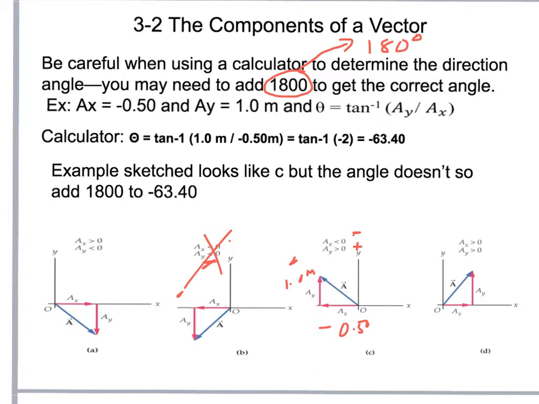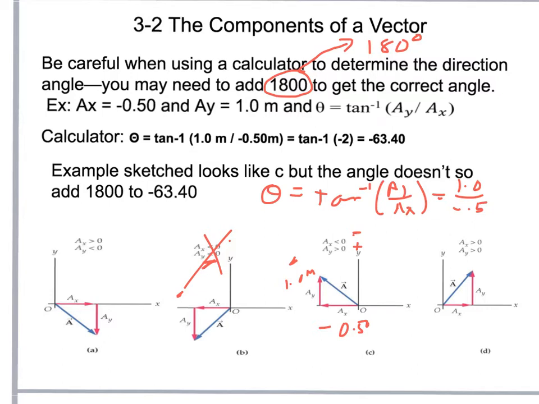So when we calculate theta, it's opposite over adjacent. So theta is going to be the inverse tangent of the opposite over adjacent. So it's going to be our a sub y over our a sub x. And a sub y is positive 1. A sub x is our negative 0.5. So when you put that into the calculator, you end up getting an answer of negative 63.4. But that doesn't make sense.